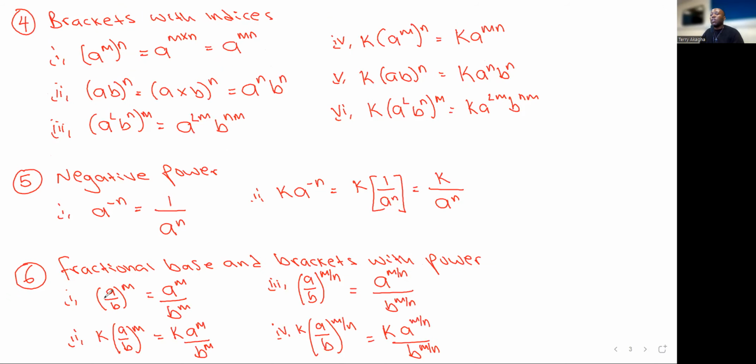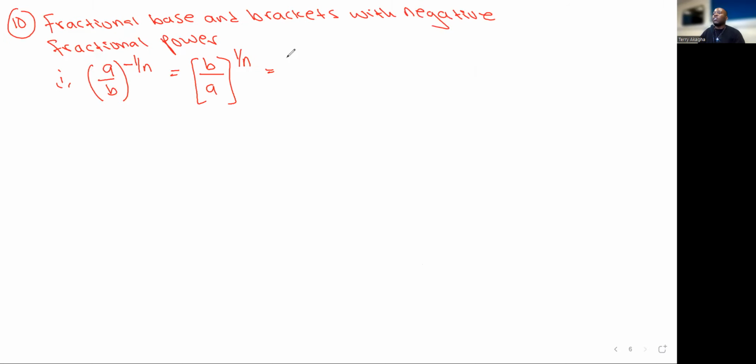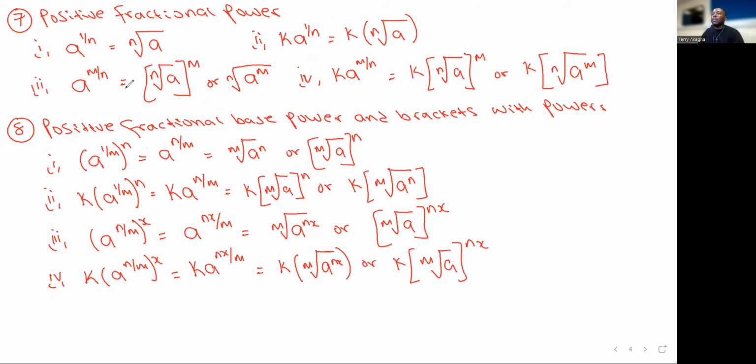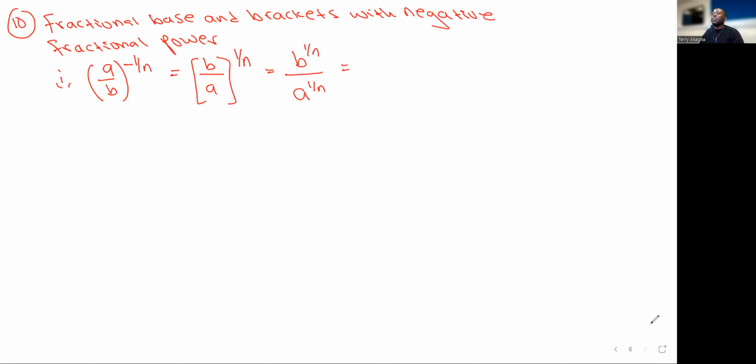Okay, here. So number 6, fractional base. When you have a power, you multiply the power by each of the elements inside. So that means this is going to give us B^(1/N) divided by A^(1/N). And this will now give us the other rule. When you have 1 over N, it is the same thing as the nth root. So this is going to be the nth root of B divided by the nth root of A. Okay? Now, if you have a constant as well, the same principle will apply.